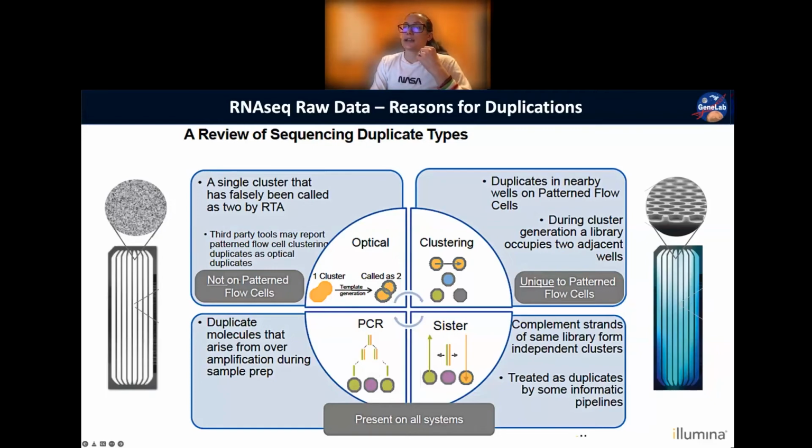This only happens on non-patterned flow cells. So one of the ways that Illumina went around this is to make these patterned flow cells.